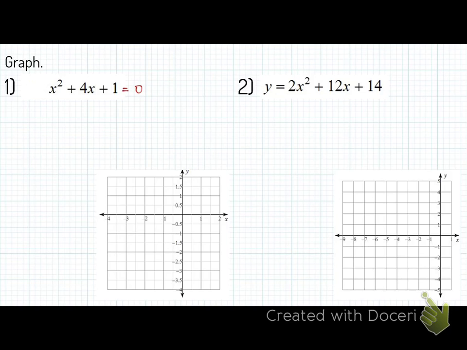Now I'm going to pretend like I'm completing a square. Doesn't this look like a complete the square problem now? Okay, so I'm going to just subtract 1 like I did a couple of days ago. So we got x squared plus 4x is equal to -1. Okay, now I'm going to complete the square here.